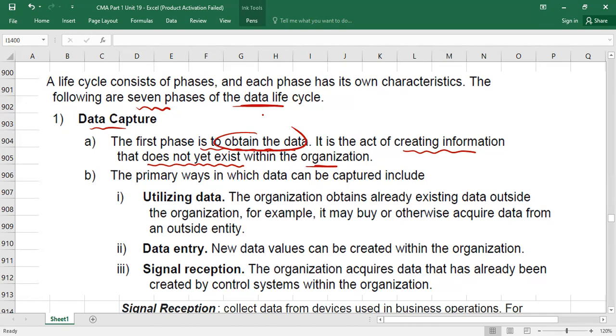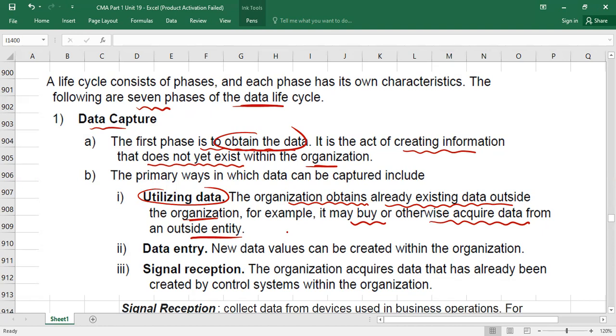So there are 3 ways to capture the data. Number 1, utilizing data. First I'll read it, then I'll give you an example. Here the organization captures already existing data from outside the organization. For example, it may buy or otherwise acquire the data from an outside entity. Utilizing data means the data is created by someone else outside the organization, but you are going to buy or acquire that data from the outside entity. That is called utilizing data.